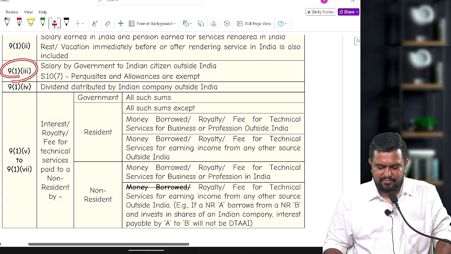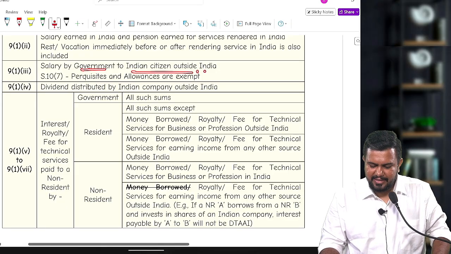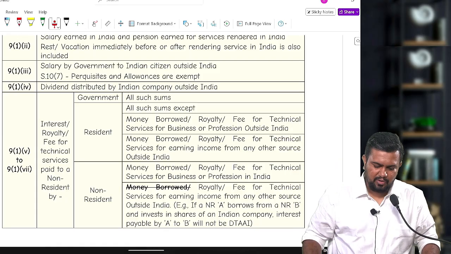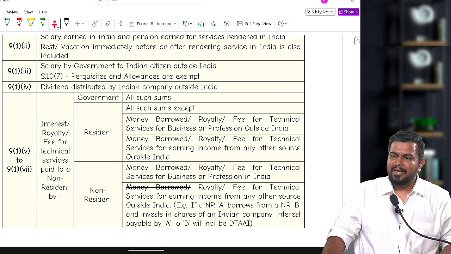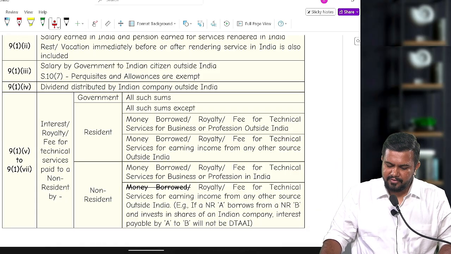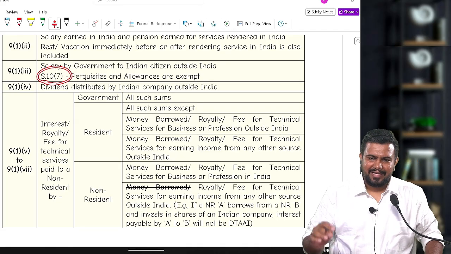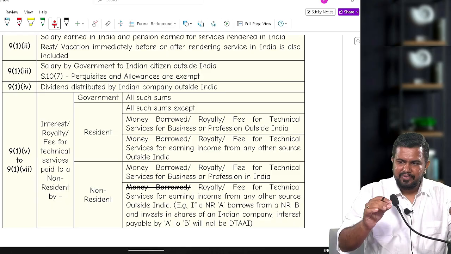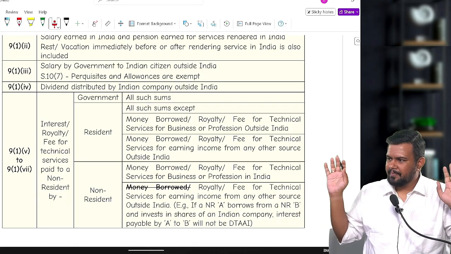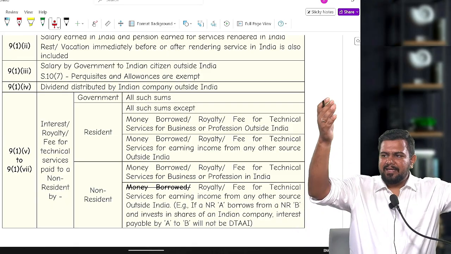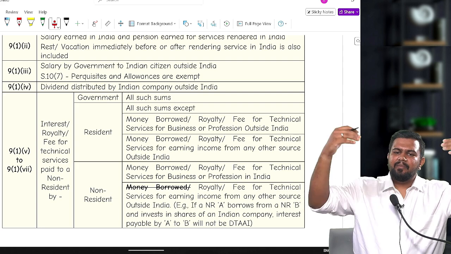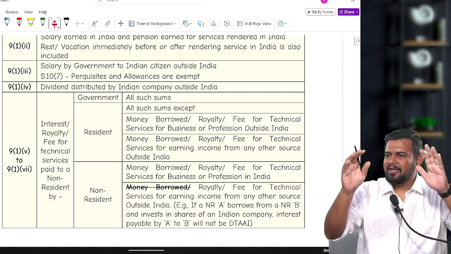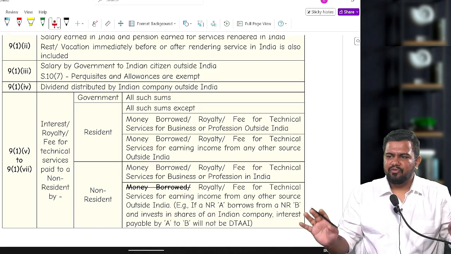Then section 9(1)(iii), salary by the government to Indian citizen outside India. So Indian government is paying salary to Indian citizen outside India. It is taxable, deemed to accrue or arise in India. However, section 10 clause 7, there is an exemption which states that if such person is receiving any perquisite or allowance, it is tax free. So if Indian government is paying salary, it is taxable. But if Indian government is giving any perquisite or allowance, for example, driver, free car, food, whatever it is, that is fully tax free.